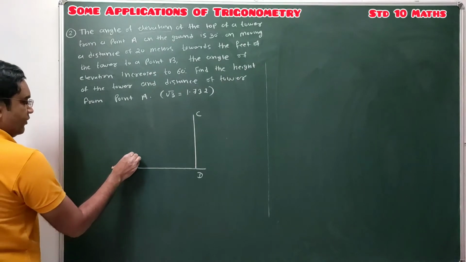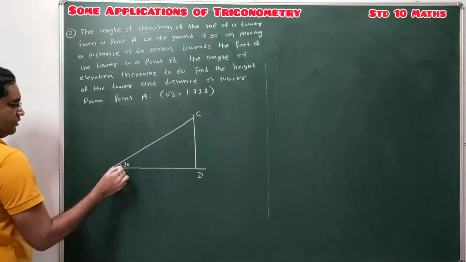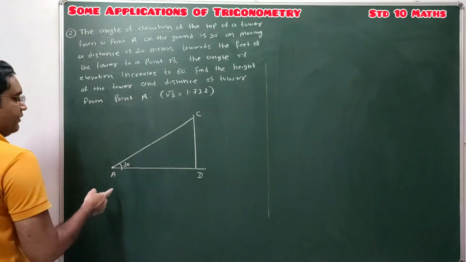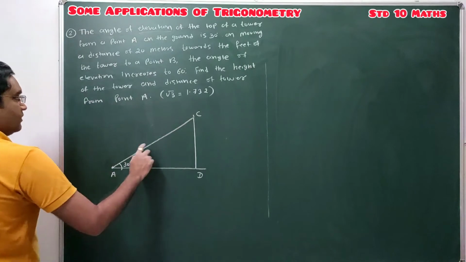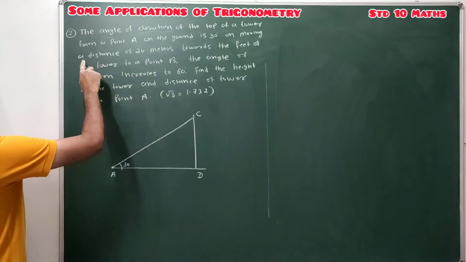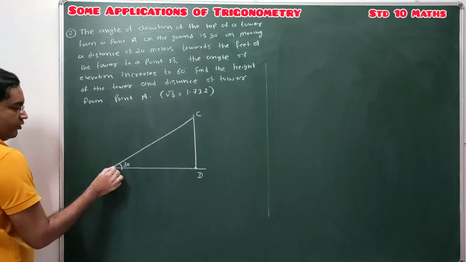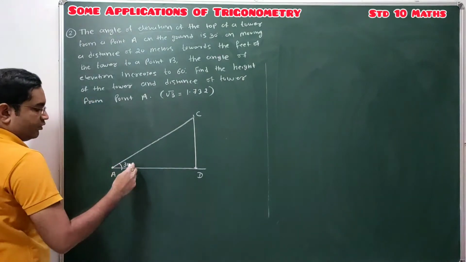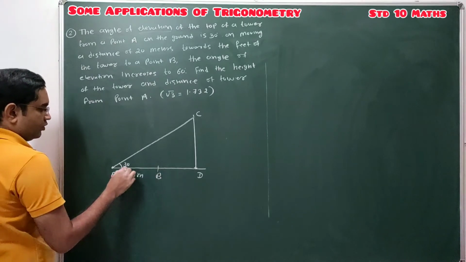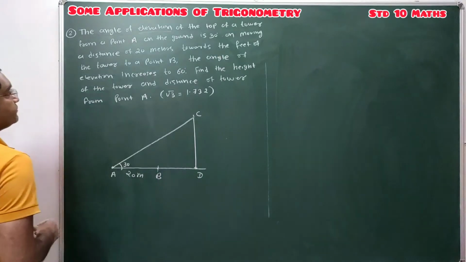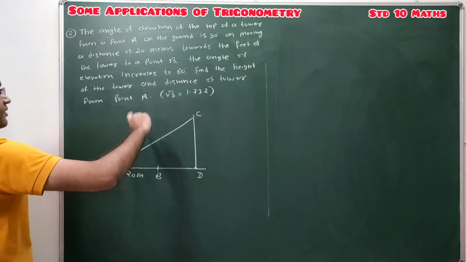So here from this point A we are observing the top of the tower. This one is 30 degree. This is the angle of elevation. So the angle of elevation of the top of the tower is 30 degree. Now on moving a distance of 20 meter towards the feet of the tower, this is the feet of the tower, and now we have to move towards the feet of the tower by 20 meter. Suppose we are getting one point B after moving 20 meters towards the feet of the tower, and again observing, the angle of elevation increases to 60 degree.